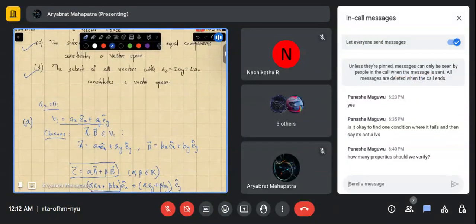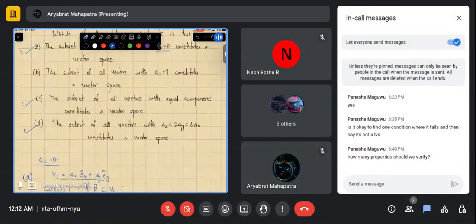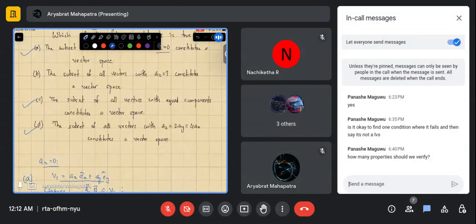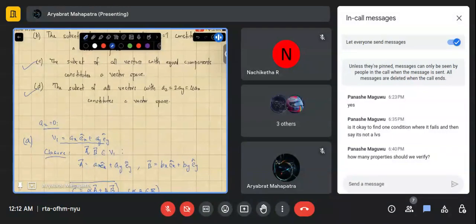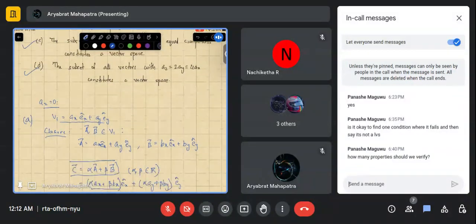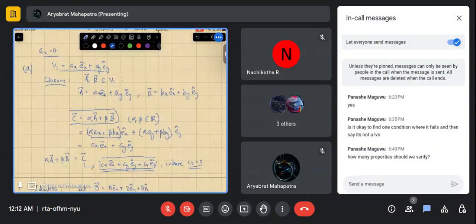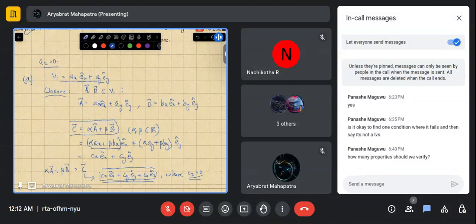So whenever any condition fails, as we were discussing right here, for statement B, right from the start we found that the closure condition failed. So we straight away said that it cannot form this vector space. But for any other case, you have to check all the properties in general, though you will get an idea.